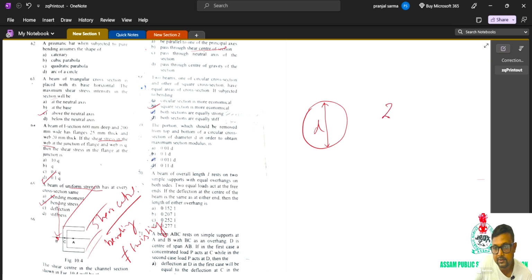Now what is sectional modulus? Z for the circular section is pi d cubed by 32. Now this value is not maximum for this section. If you remove some portion from top and bottom, you will get a maximum sectional modulus. Earlier we solved a question where one rectangular cross section was taken from this circular cross section.